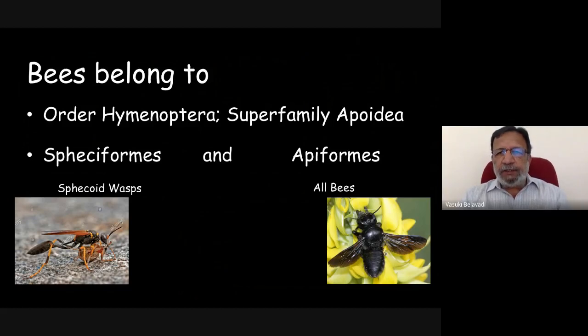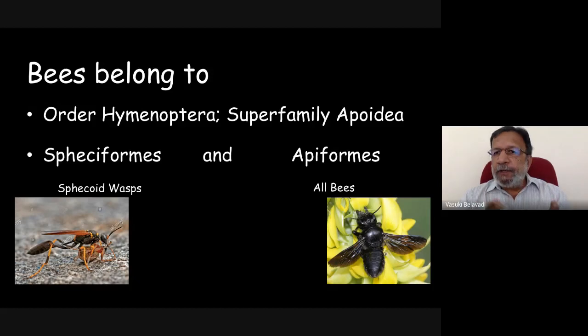The main difference between these two groups is that spheciform wasps are all carnivores. That means they feed on other insects, they predate on other insects. They are also solitary nesters. They construct nests and then take care of their young ones, like the bees, but they provide their young ones with other insects, which they collect, or spiders that they collect. They paralyze these insects and then bring them to their nest and lay an egg on that. And the young one, which hatches from the egg, feeds on this prey and develops. As adults, the spheciform wasps do visit flowers for their own survival.